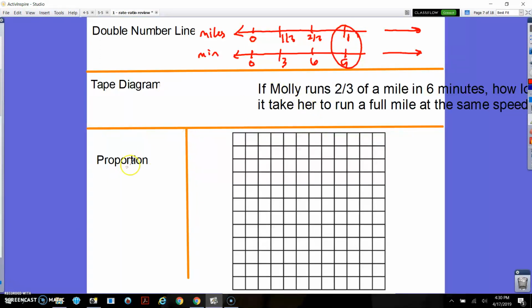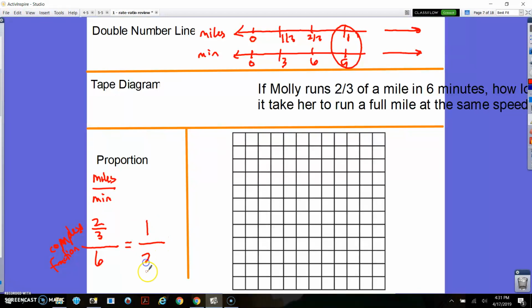All right. Let's go to proportion. I'm going to set up my proportions in miles to minutes. So she can do 2/3 of a mile in 6 minutes. That's a complex fraction, if you want to write that term down. Complex fraction. Not a good number, but a good tool for helping solve ratios. And I want to know 1 mile is going to take her how many minutes.